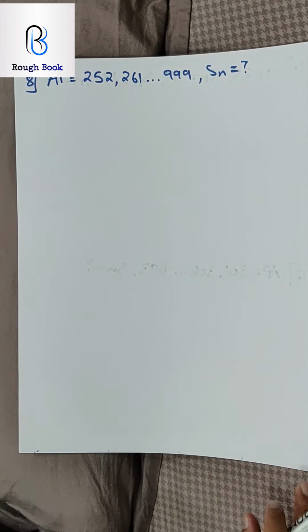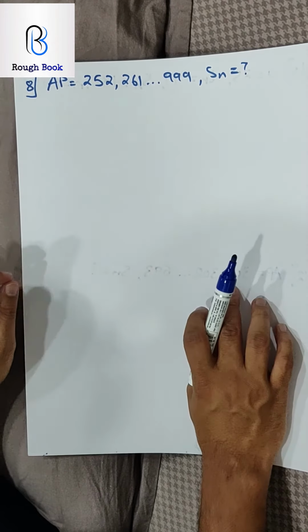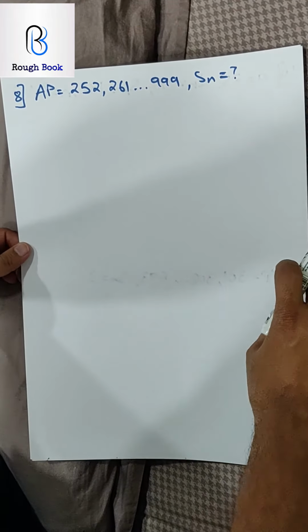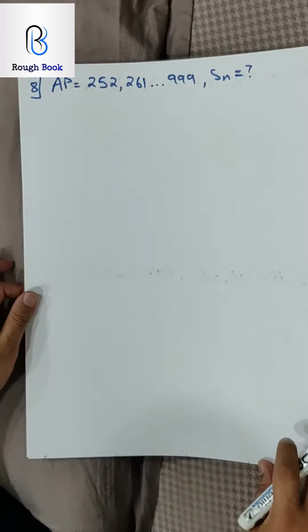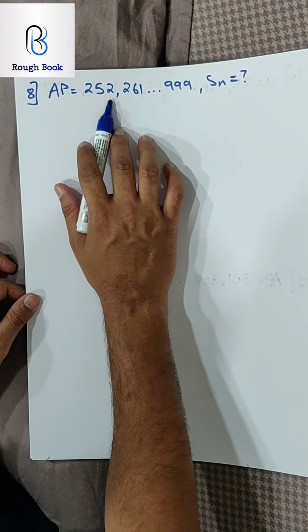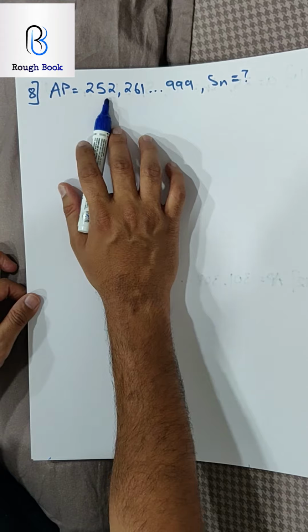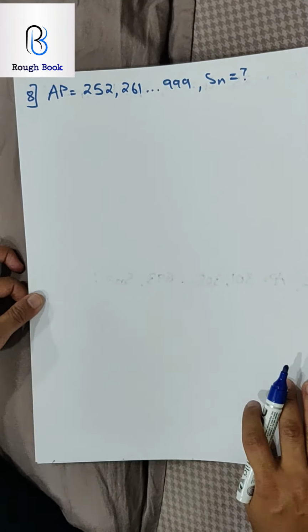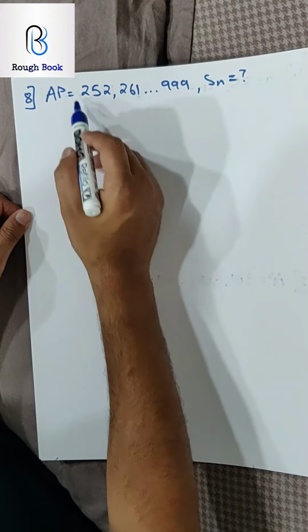Next, I want you to read 8th and try it. 8th is a good question. They say find the sum of all natural numbers between 250 and 1000 divisible by 9. So after 250, the first number which is divisible by 9 is 252. And before 1000, the last number divisible by 9 is 999. So you need to find the sum of all these numbers together.